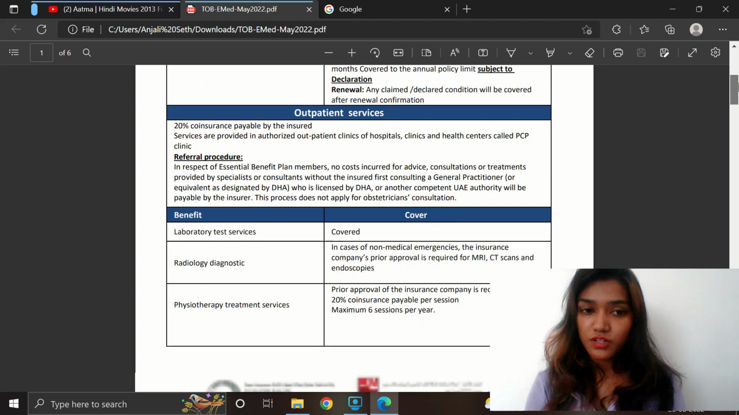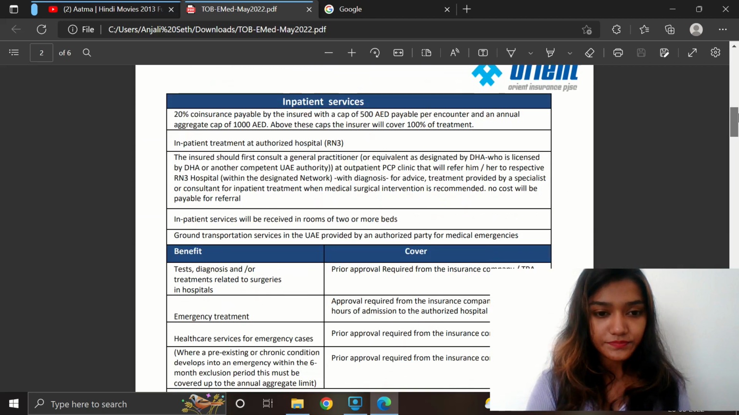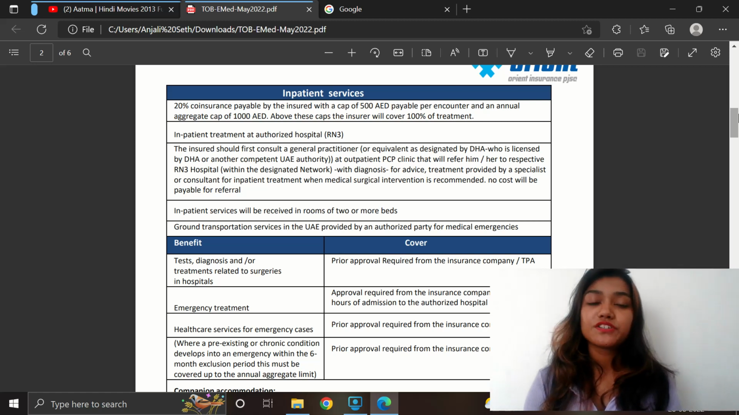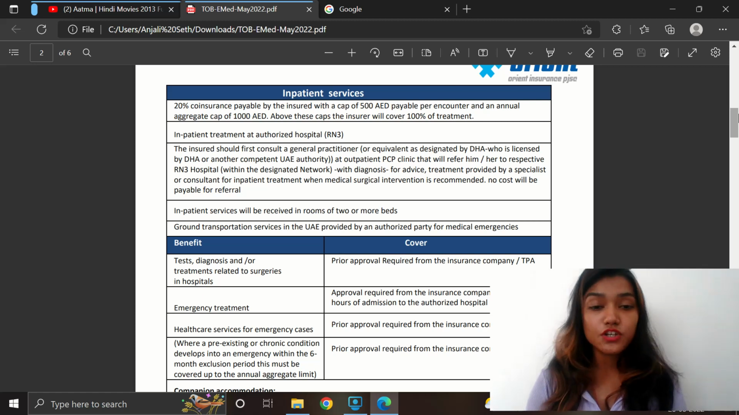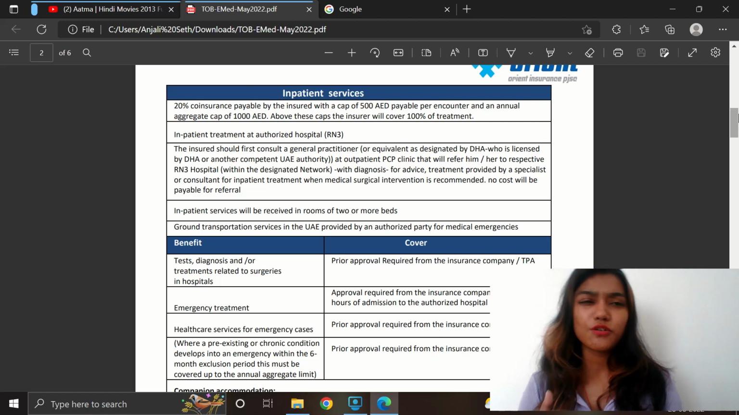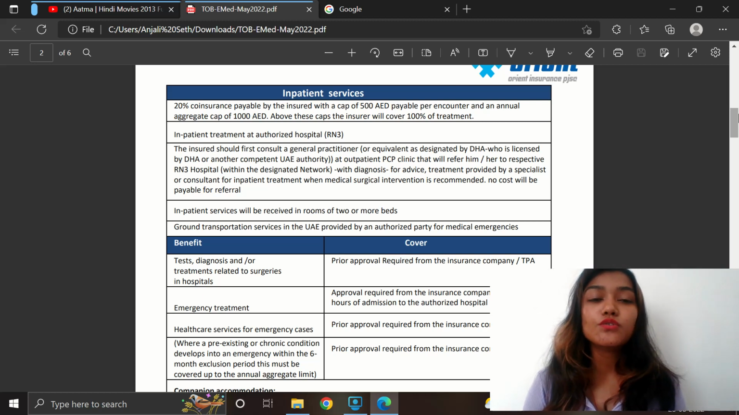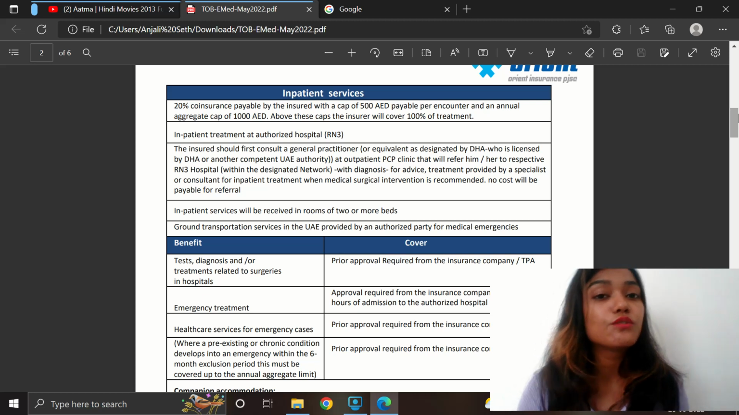Moving ahead, we have inpatient. Now I already told you what inpatient is. Inpatient means when you are hospitalized. In case of emergency, yes, you can go to any hospital directly. But in case of non-emergency, when you are only ill or something normal like that, then you can only go to clinics, because it is a restricted clinics plan, which is the minimalist.